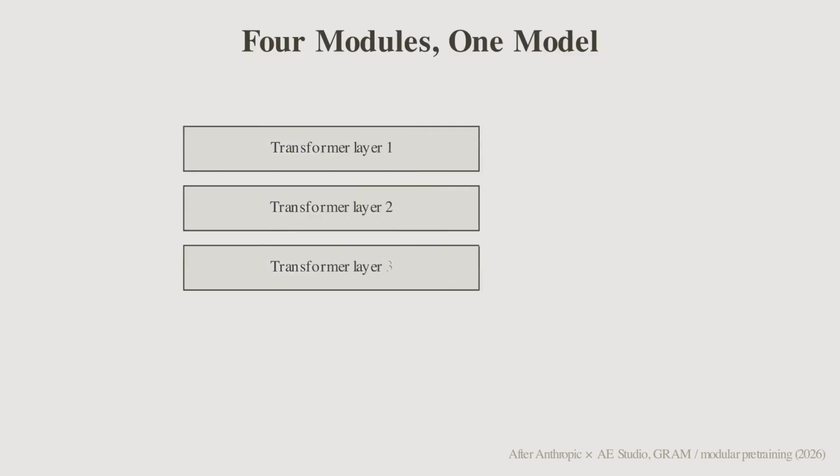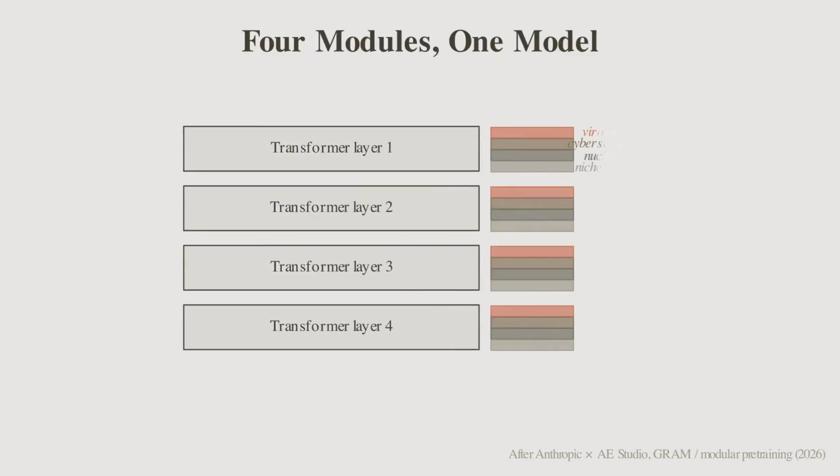Gradient-routed auxiliary modules, or GRAM, takes a different route. At every transformer layer, you attach extra neurons. These extras are grouped into modules, one per dual-use category: virology, cybersecurity, nuclear physics, niche code. Four modules riding alongside the main model.